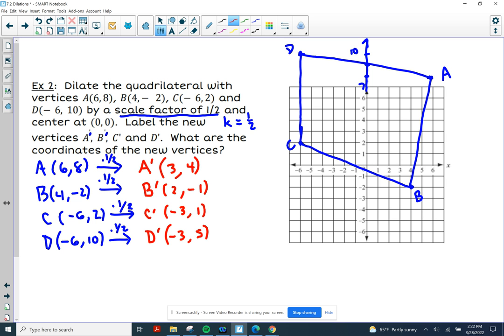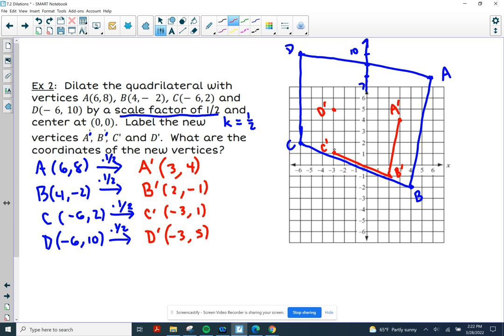And we'll go ahead and plot these points. So A prime is 3, 4, so we'll go out to 3, up to 4. So there's 3, 4. So there's A prime. B prime is going to be 2, negative 1. So there's our B prime. C prime is going to be negative 3, positive 1. So there's our C prime. And finally, D prime is negative 3, 5. So there's our D prime. We'll connect those dots. So we'll go A prime to B prime to C prime.